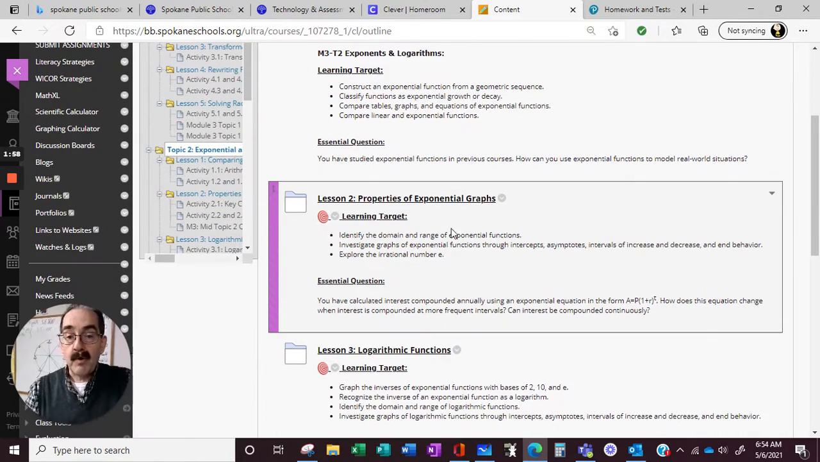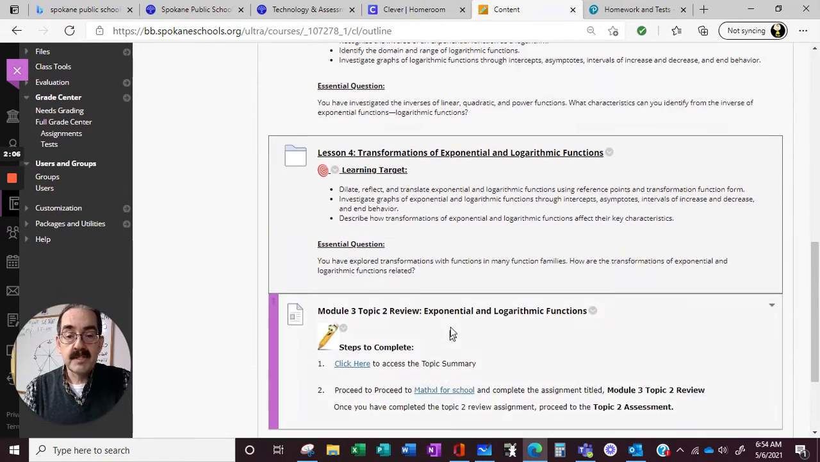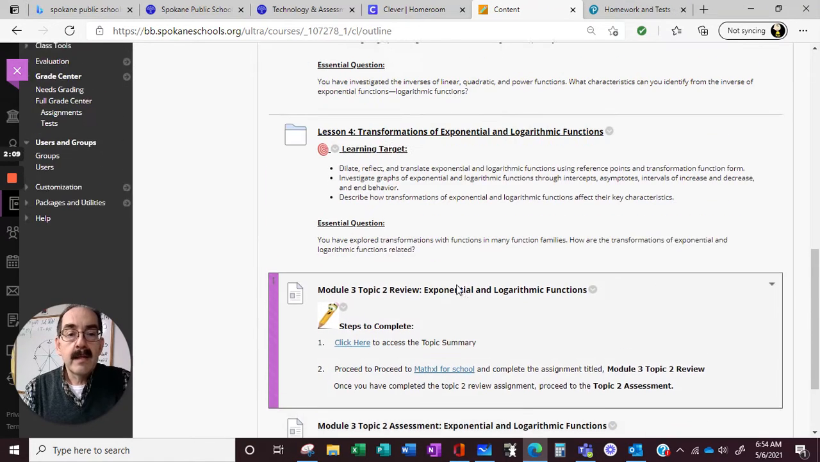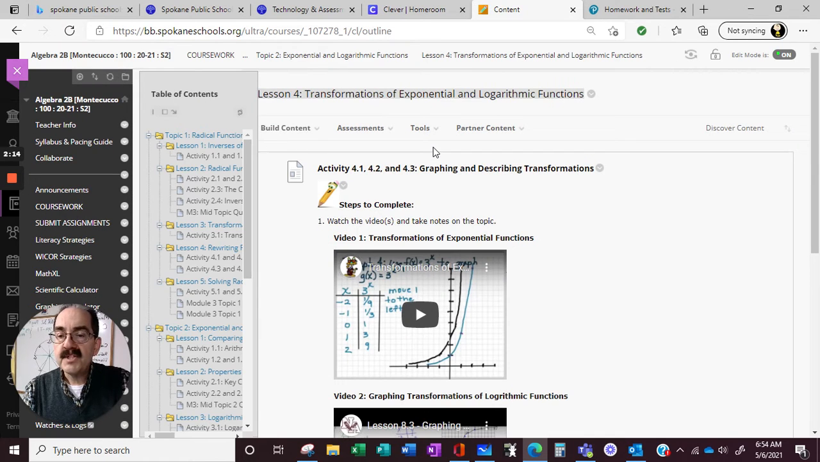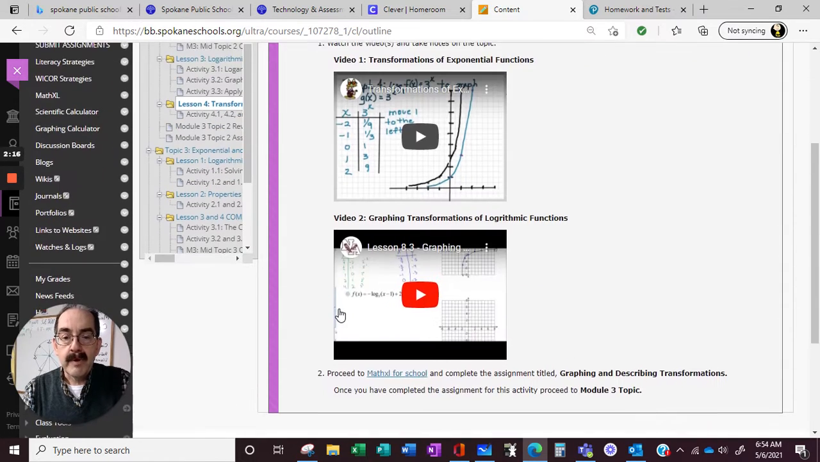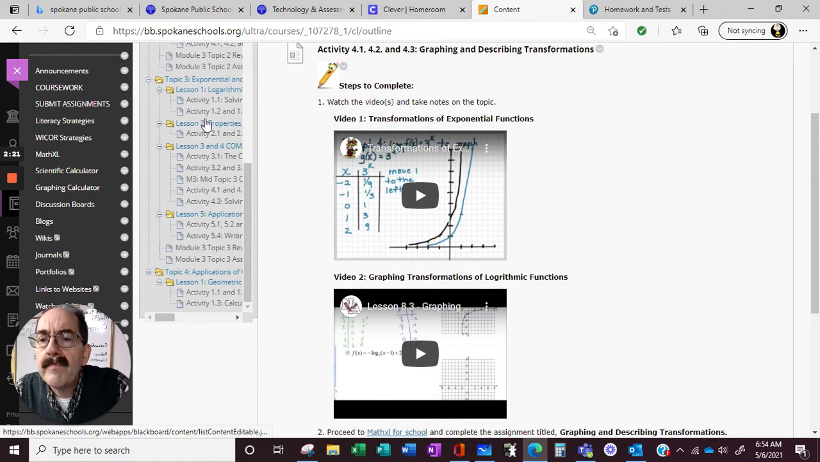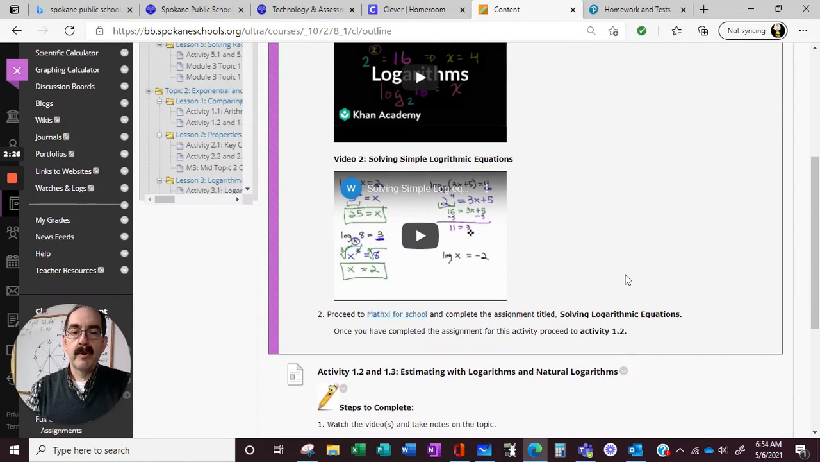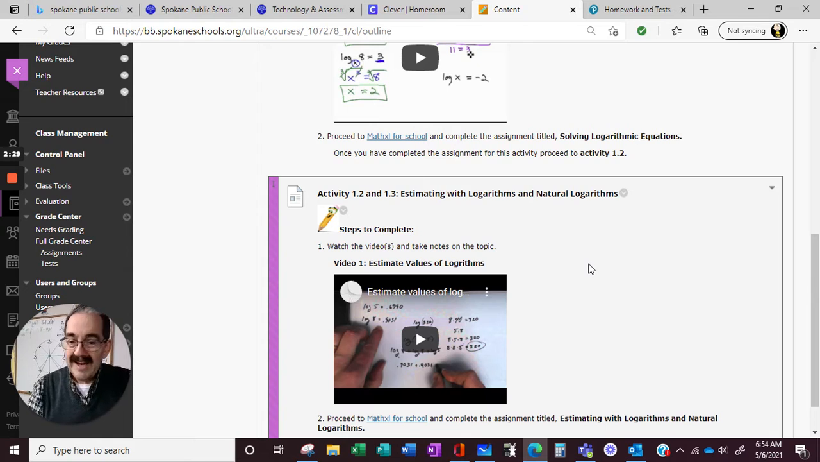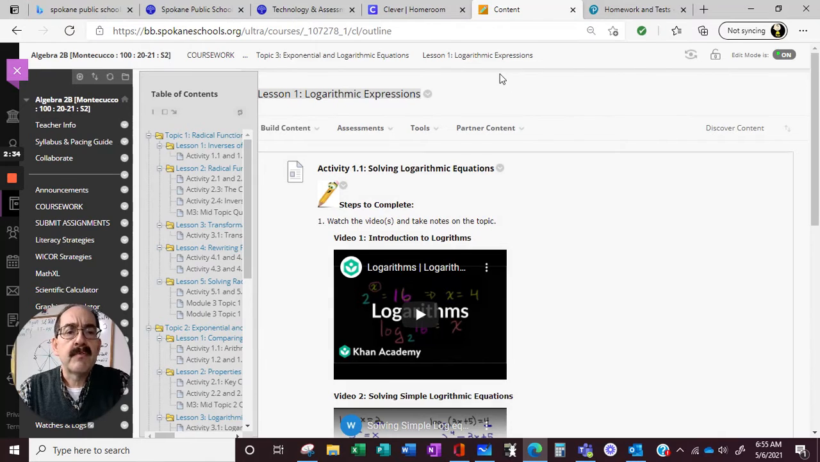So exponent graphs, a lot of you are right here. Logarithmic functions, that's where I'm pushing you to. And then transformations, and then the solving of them, where we actually try to solve these equations. So properties, yeah, there we go. Topic 3, so solving with simple logarithmic, the actual math part, and we only do a couple of these. So hopefully that was helpful.